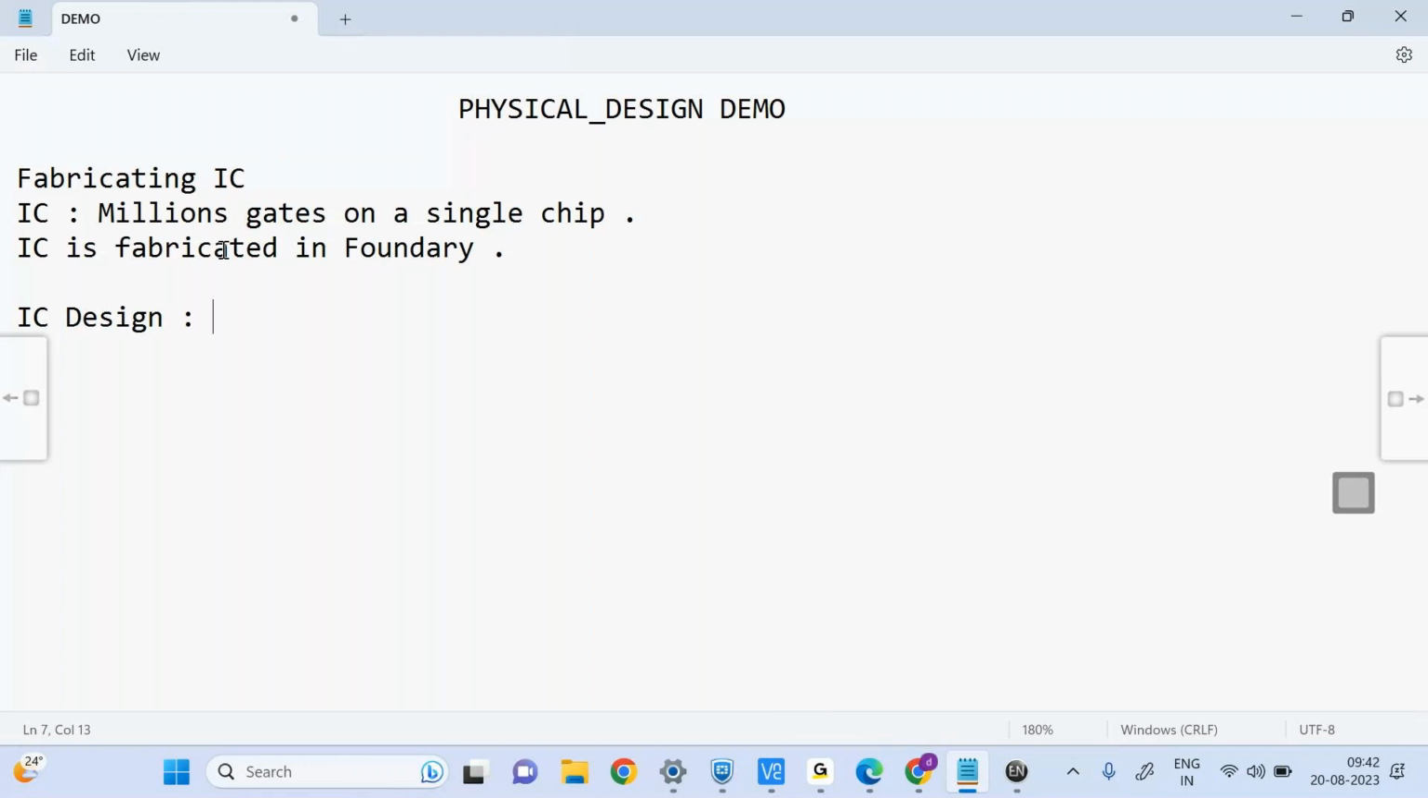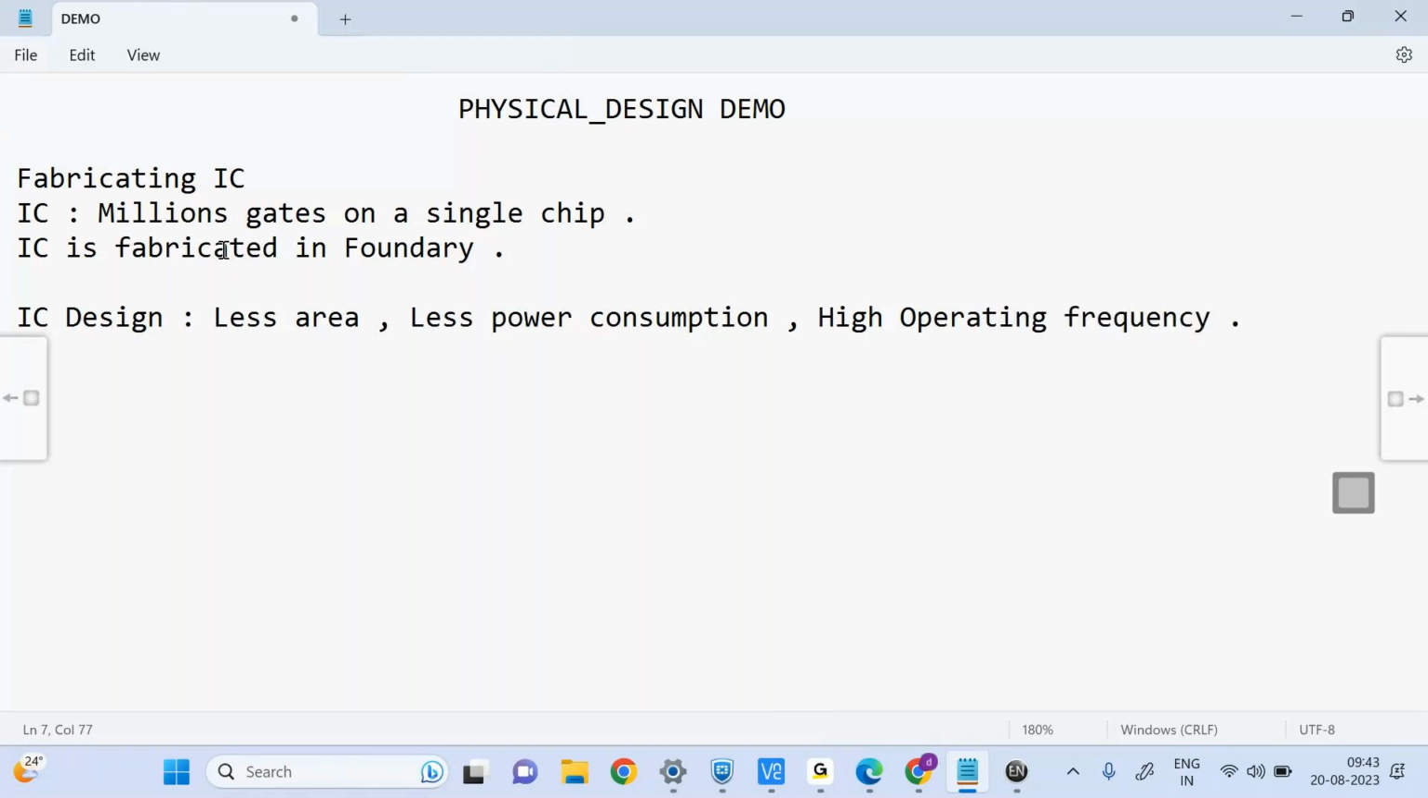So if the mobile phone company purchases ICs from a foundry or from a company, they have to trust them. An IC should never fail. It should take less area, it should have less power consumption, high operating frequency, and it should have more functional blocks.